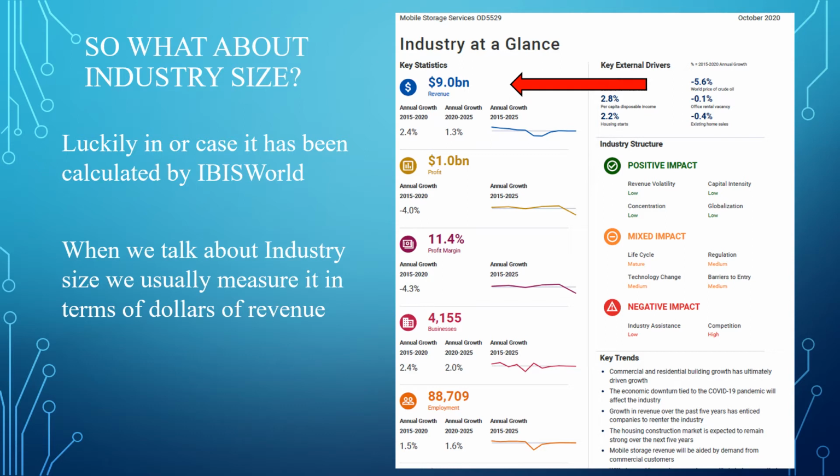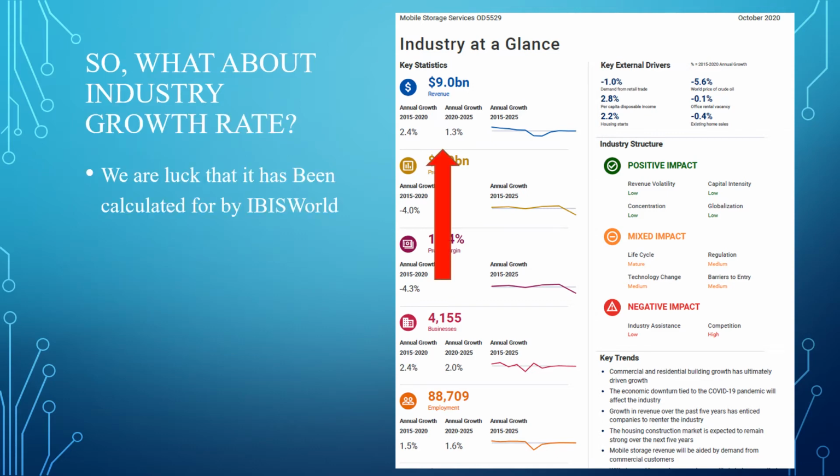Now, why did I say it's estimated? Well, because this report was produced in October of 2020, and that is a number that they have calculated for 2020. And so it is based on all the information that they had up until October when this particular report was released. When we talk about an industry size, we almost always measure it in terms of dollars of revenue, not dollars of profit or number of customers or anything like that. Whenever we can, when we talk about the industry analysis, we like to measure it in dollars of revenue.